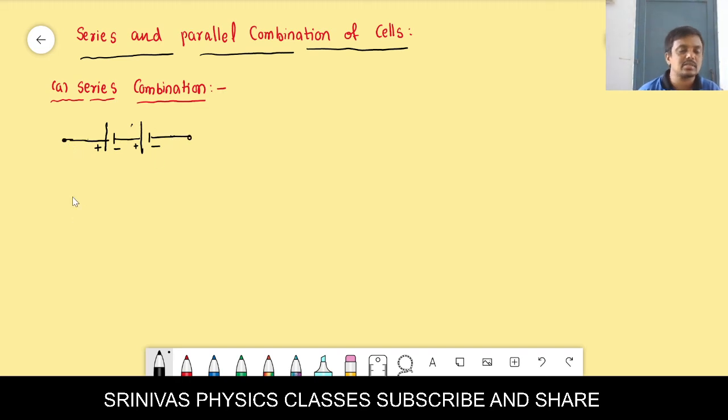Here we are taking two cells, where the first cell has the EMF E1 and internal resistance R1. The second cell has the EMF E2, internal resistance R2. Now these two are connected in the series combination. In series combination, the same current passes. For example, current I starts here and goes like this. Here the current is I. Okay, the same current passes.